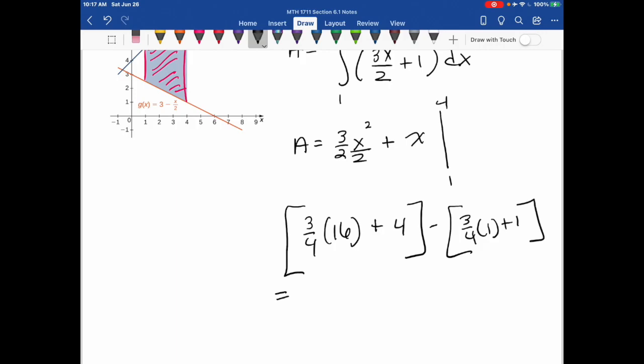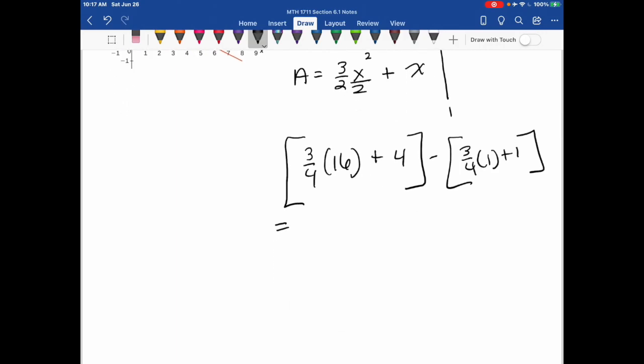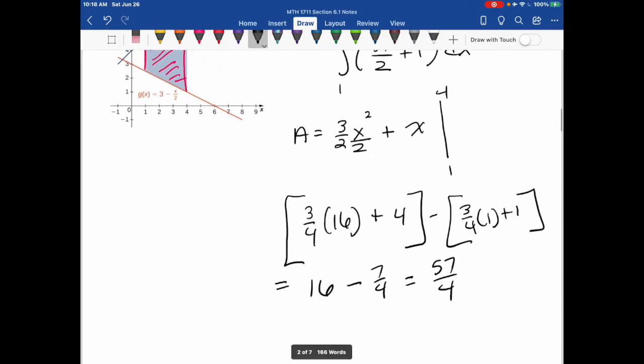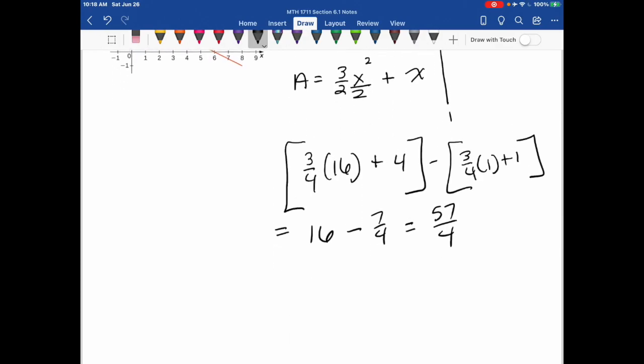Then plus 4. Now I'm going to subtract what I get when I plug in 1. So I have 3/4 times 1 plus 1. Now when I work out what's in this first bracket, I'm going to get 16. When I work out what's in the second bracket, that's going to give me 7/4. And when I do that last bit of arithmetic, we're going to get 57 over 4.